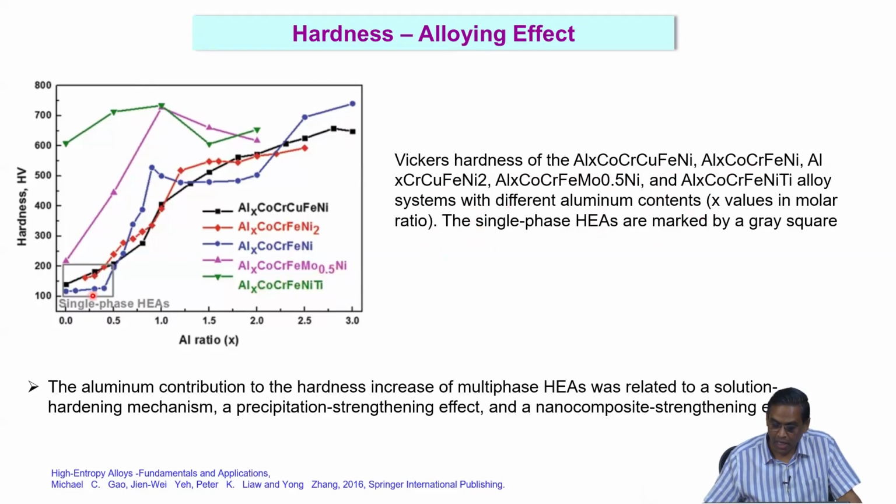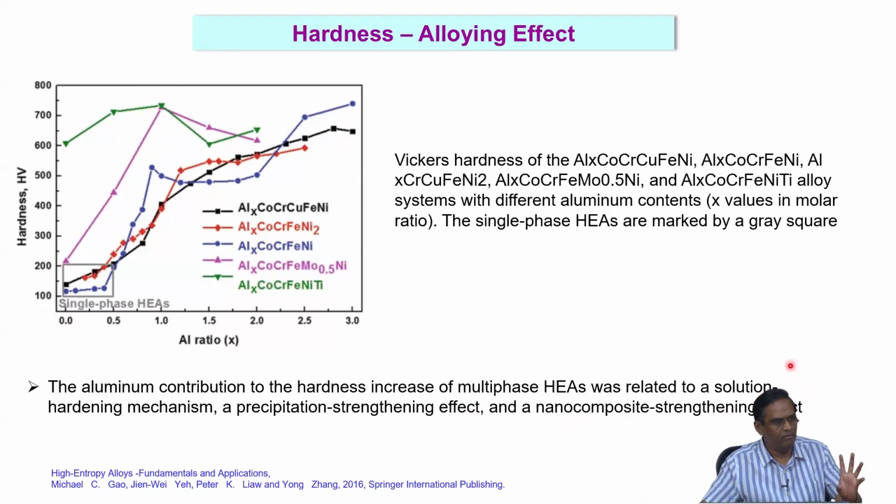With different aluminum content, you can see that the hardness is significantly increased. The aluminum contribution to the hardness increase of multi-phase high entropy alloys was related to the solution hardening mechanism, the precipitation strengthening effect and the nano composite strengthening effect. So, you have three different contributions. It is not just precipitation alone here.